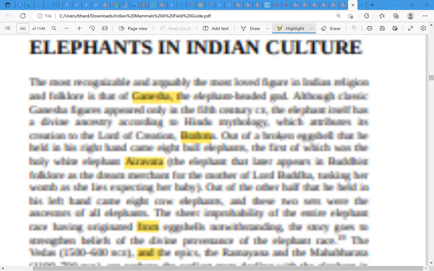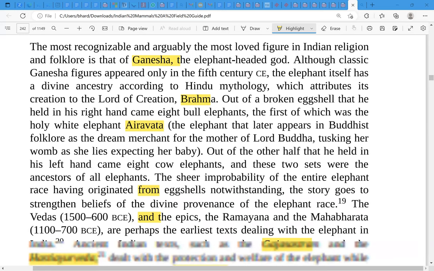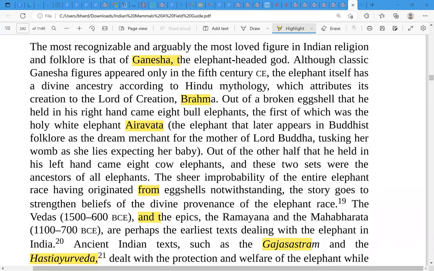Since the Harappan civilization, we have the elephant on Harappan seals, and otherwise also in our mythology, Lord Ganesha in fact is an example. And in the mythology of Lord Brahma, out of a broken eggshell that he held in his right hand came eight bull elephants. First among those eight elephants comes your Airavat, the white elephant.